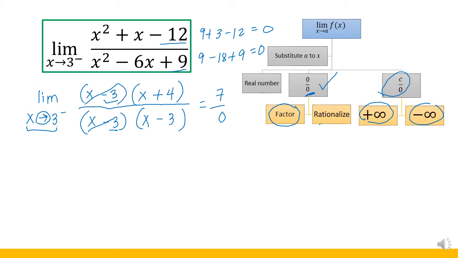How do we know the sign of our infinity? Since the numerator is already positive, all we have to do is think of the sign of the denominator before it became 0. Here we're going to consider the superscript. Earlier we were not minding this superscript here. So we're coming from the left of 3.